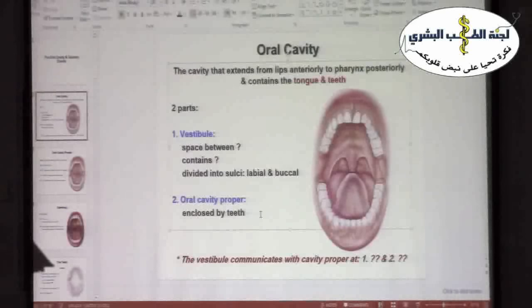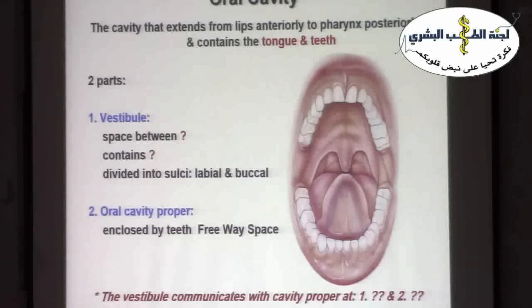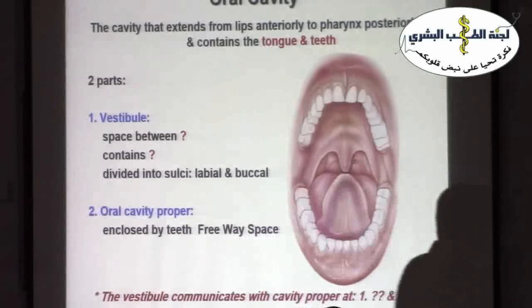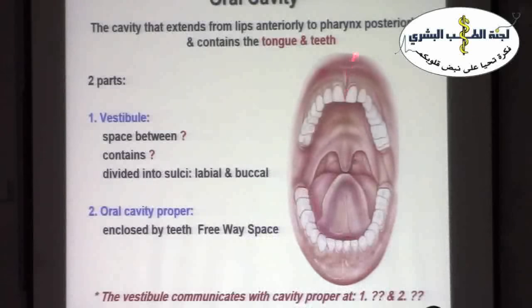Have you ever heard of this term? Freeway space. Now, as you're sitting down, you are closing your mouth. Do your teeth attach to each other? The upper dentition attaching the lower dentition? No. So there is a space there, 2 to 4 millimeters, varying from one individual to the other. This is the freeway space. The freeway space is the space between the upper and lower dentition when the mandible is at physiological rest.